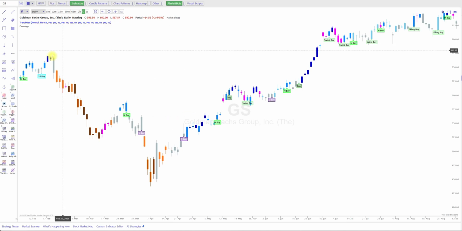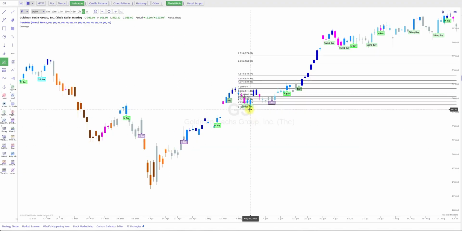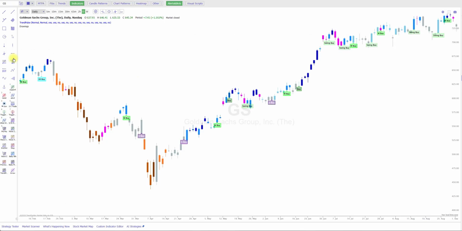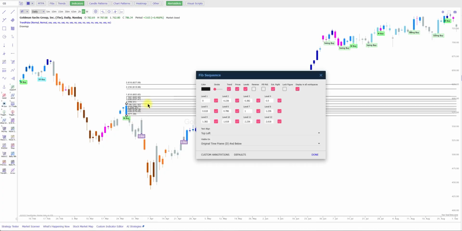So this is what we're going to do. Usually you can draw fibs, and usually we draw fibs to find retracements, right? But we're going to use this a little bit differently. You're going to draw your fibs, and then you're going to double click, and just like you would normally edit, you're going to edit some values in here, and I'm going to give you those values, and then you're going to save custom annotations.